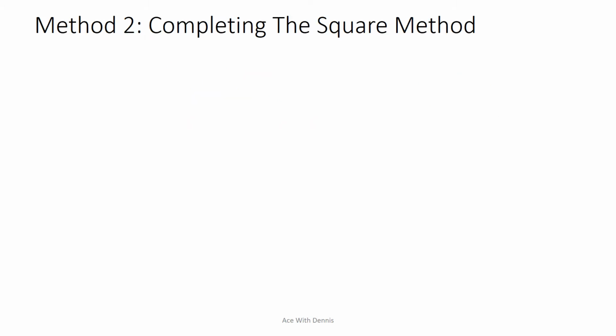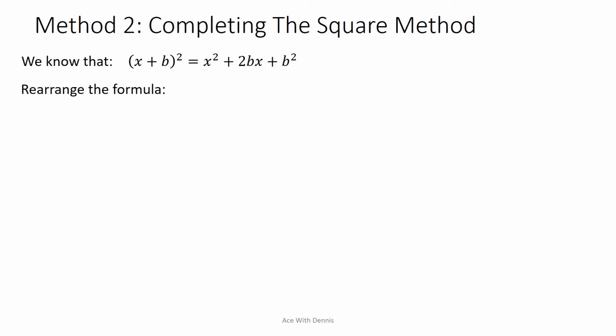Method 2. Completing the square method. We know that x plus b squared equals x squared plus 2bx plus b squared. We can rearrange the formula and it becomes x squared plus 2bx equals x plus b squared minus b squared.